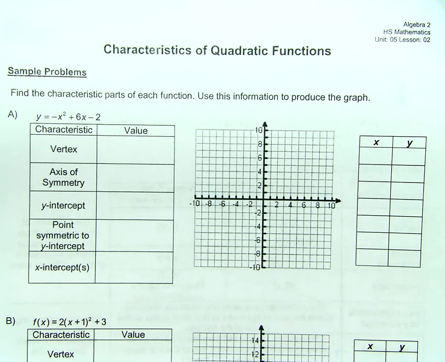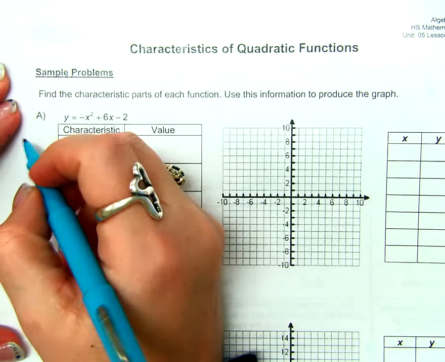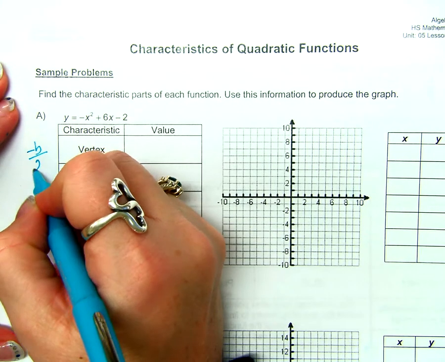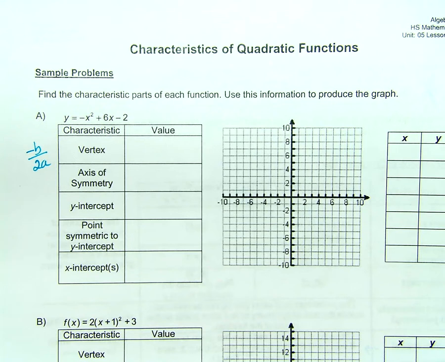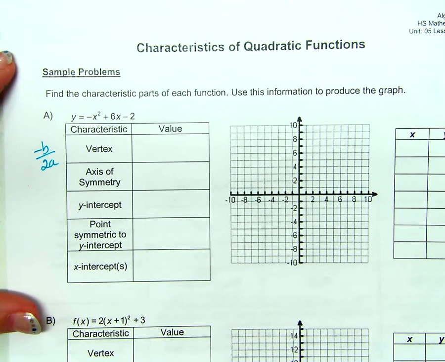ax squared plus bx plus c, right? There's no parentheses or anything like that, okay? So how do I find the vertex in standard form? X-coordinate, I use negative b over 2a, correct? So in this particular problem, what do I need to know? Yeah, a and b, okay?